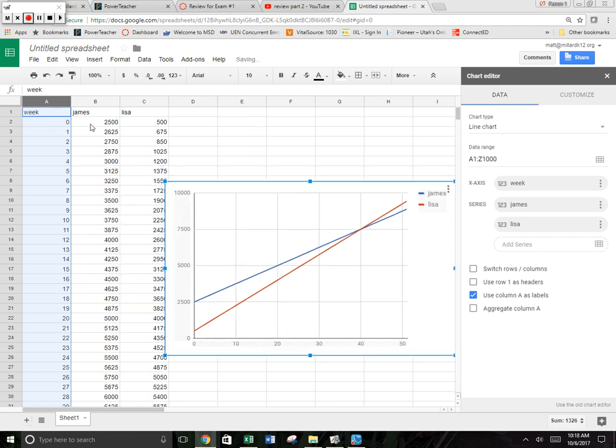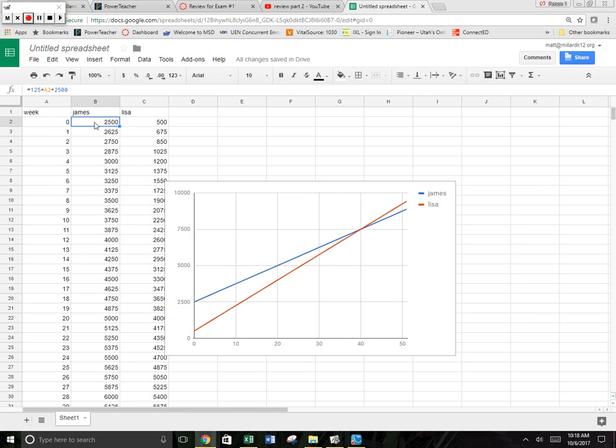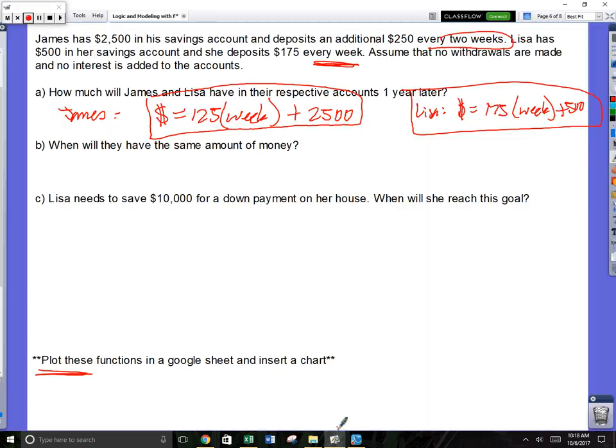So the big thing is, I'm going to look for your formulas in B1. We should have a formula, some function that refers back to the week for James, one for Lisa. You can drag them as far down as you want, but I'm interested in your chart. Lisa's got to be steeper than James. They're both going to be linear. So now let's go back to, when are they going to have the same amount of money? At 40 weeks.